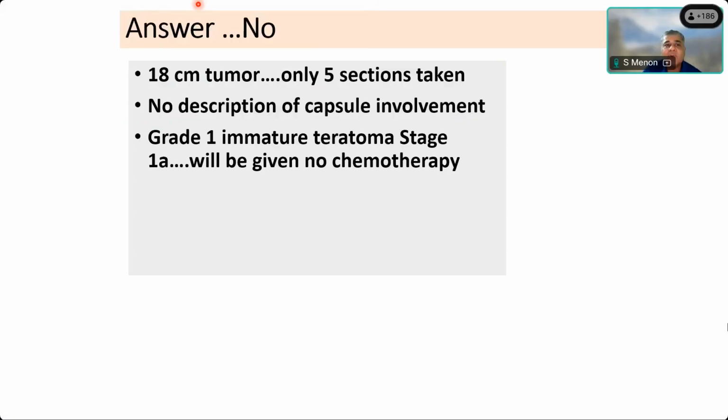So the point of interest and the point to be noted here: in an 18 centimeter germ cell tumor, where you're seeing some kind of immature neuroepithelium, don't jump and call it unless you have taken more sections.